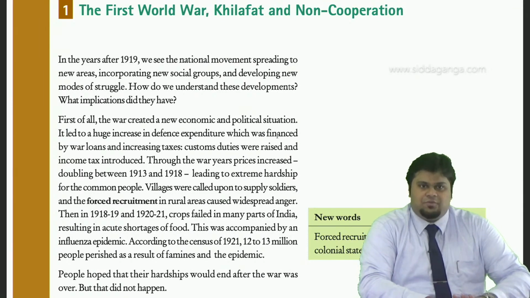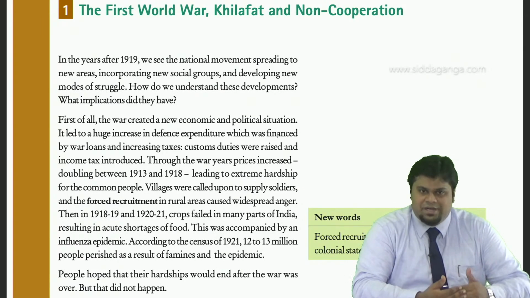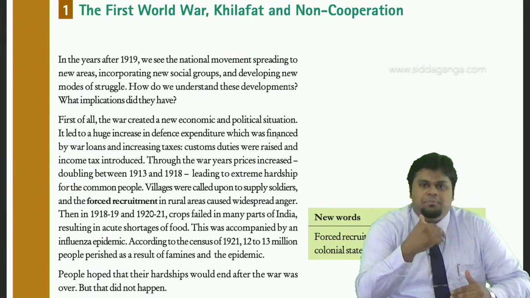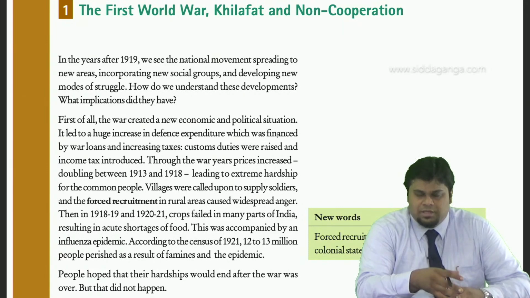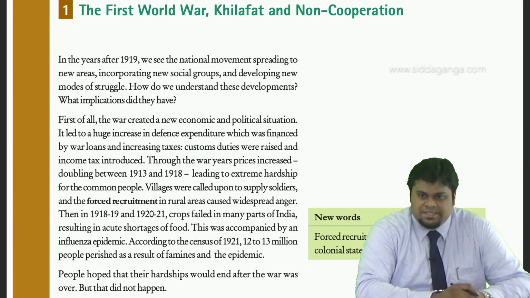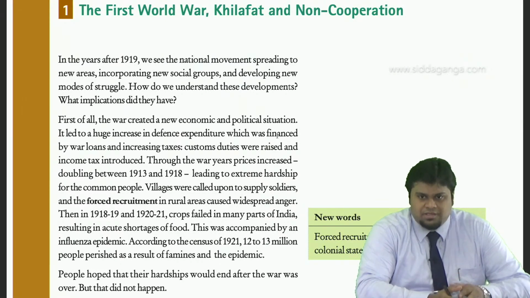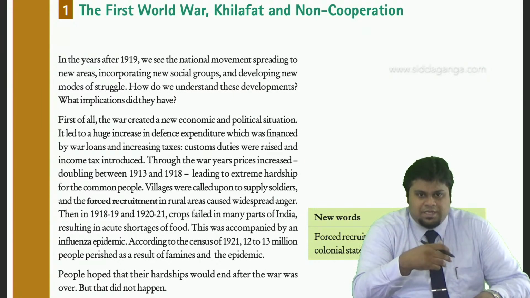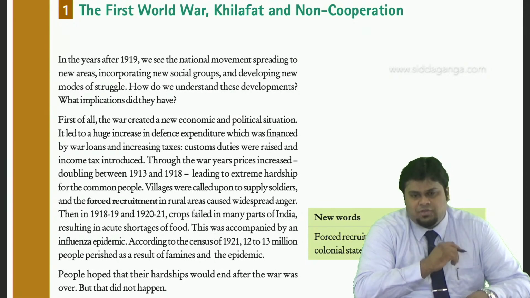Now, first and foremost, the First World War. As we know, it spanned between 1914 and 1919. This created a new political and economic situation. Because there was a war going on, it led to a huge increase in defense expenditure, which was financed by war loans and increasing taxes. Customs duties were raised and income tax was introduced. Through the war years, prices went up, doubling between 1913 and 1918, leading to extreme hardship for the common people.